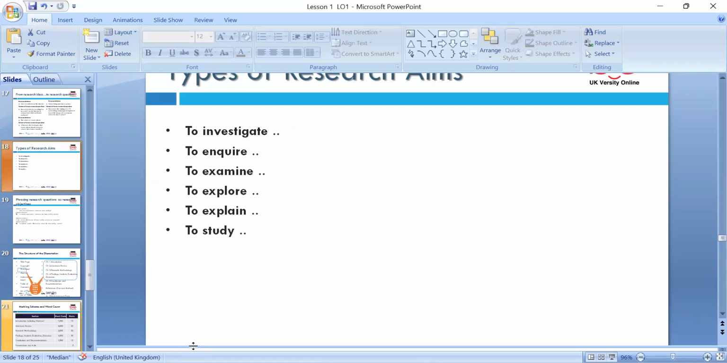So when you set the research aim, you use verbs such as to investigate, to inquire, to examine, to explore, to explain, to study. These are the command verbs. For example, to examine how service quality leads to customer satisfaction and customer loyalty, within the hospitality industry with reference to KFC, McDonald's, hotels, or any other service industry.